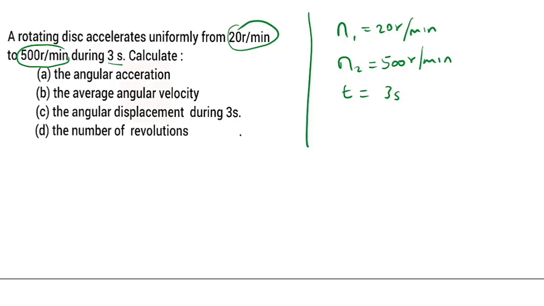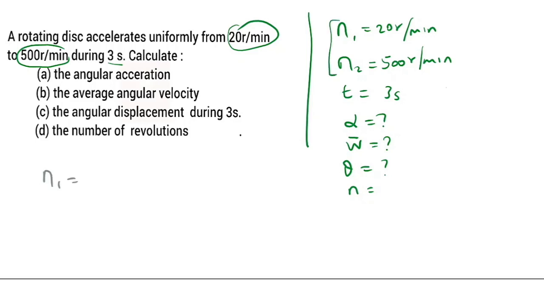Then we have to find the angular acceleration, the average angular velocity, the displacement, and also the number of revolutions. That's what we have to find. First, we have to convert this to revolutions per second.